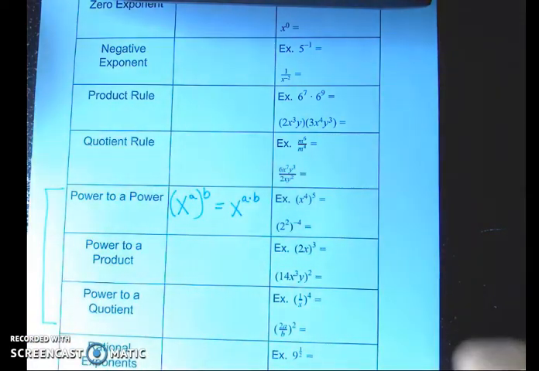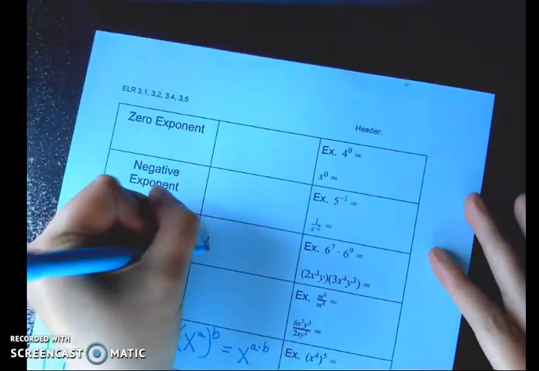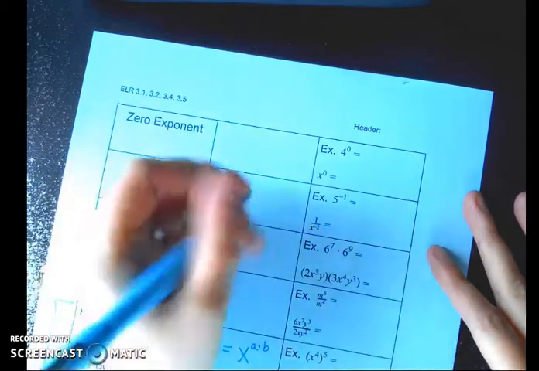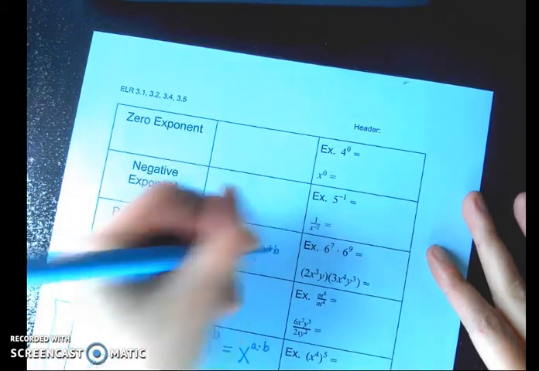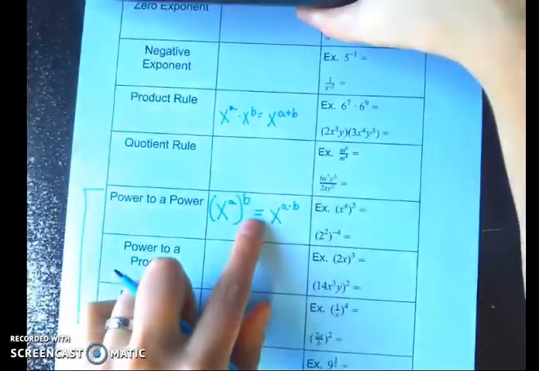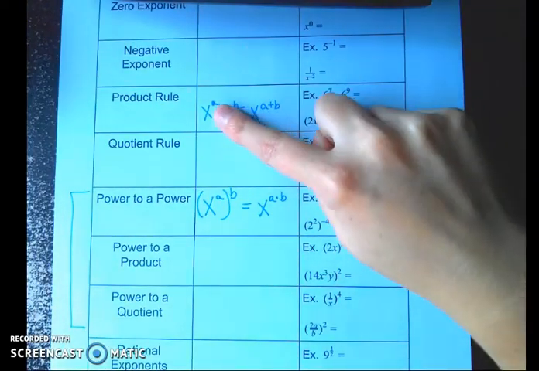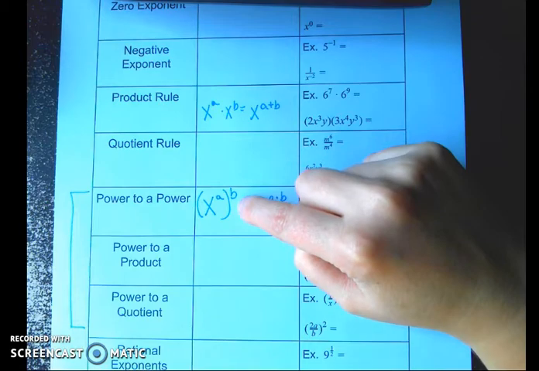Okay? So when we were doing the product rule, when we were multiplying two things, x to the a and x to the b, we added them. Now when we are taking things to a power, we're multiplying them. Okay? Almost like repeated addition is multiplication, repeated multiplication is exponents.